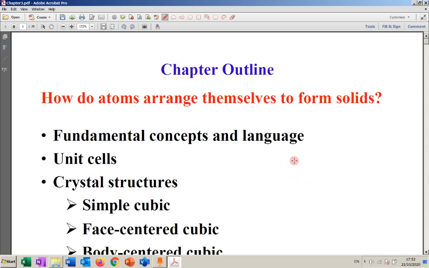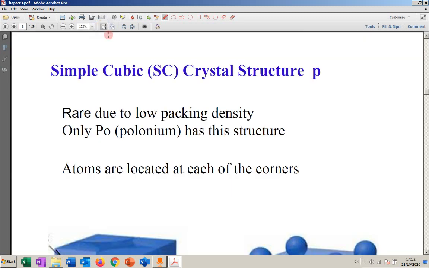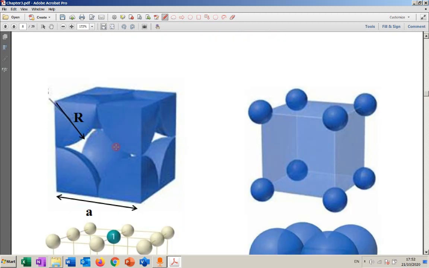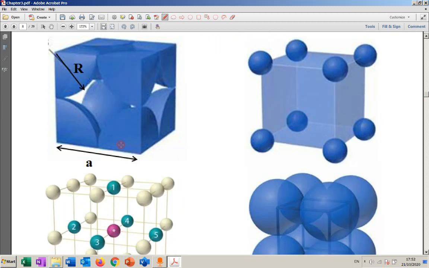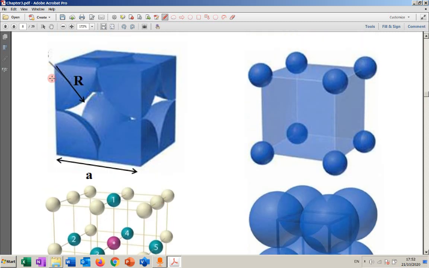Now, if you remember, we said that simple cubic has a low packing density. Why? Because there's a lot of void there. When the atoms are touching and arrange themselves in this manner, there will be a big void in between them. So how do we calculate this atomic packing factor?